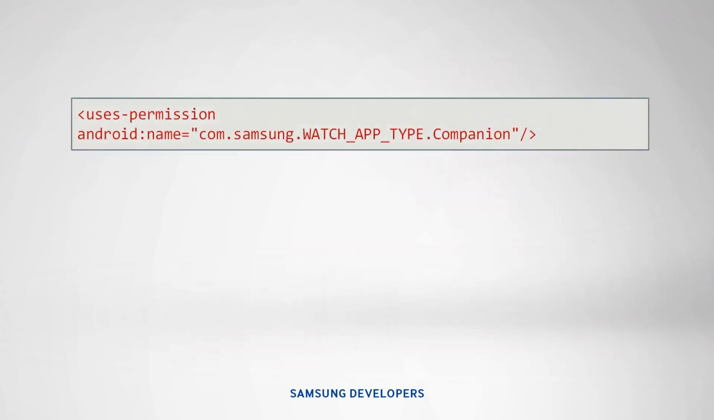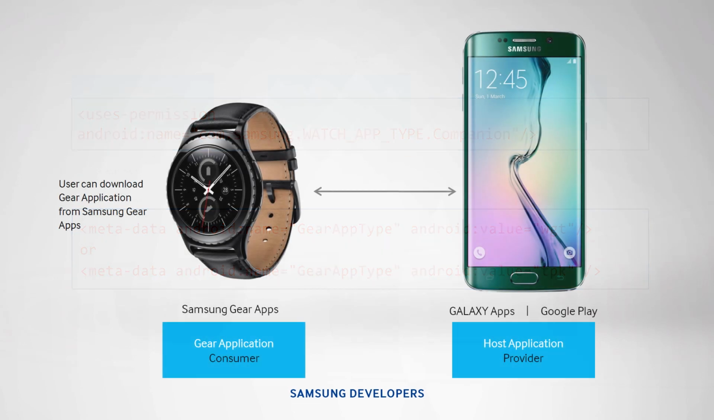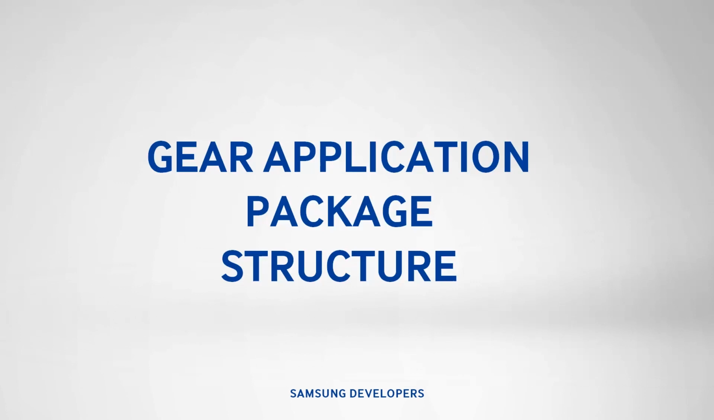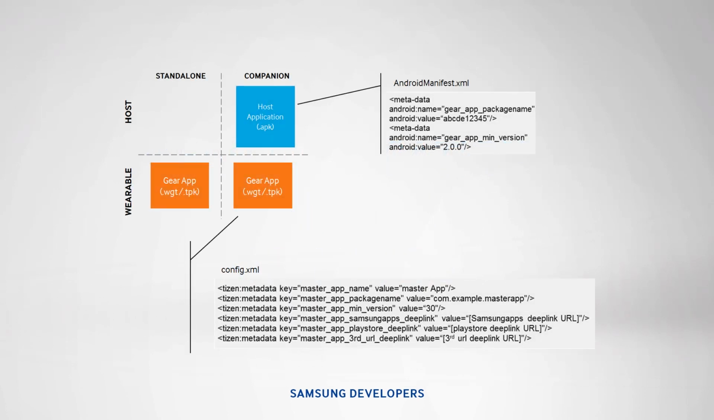To enable host devices to recognize a companion type app, the following permission must be added to the host app's Android manifest file. Also, metadata must be added to distinguish between Gear app types. Host-side applications are uploaded and can be downloaded through Google Play Store or Galaxy Apps, while Samsung Gear Apps handles Gear applications. The following shows the two Gear app types and the relation between the host and Gear apps.